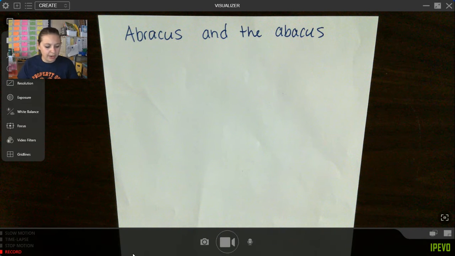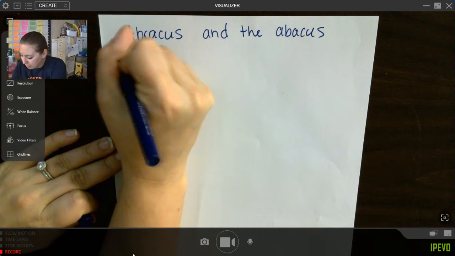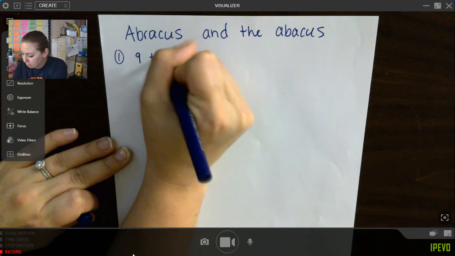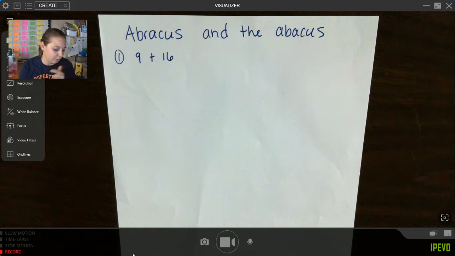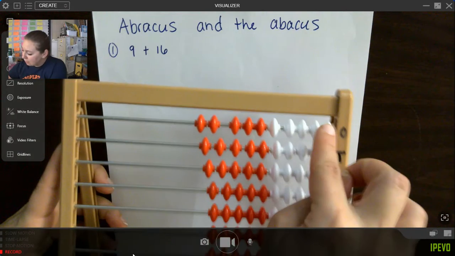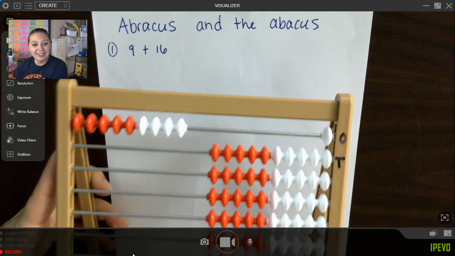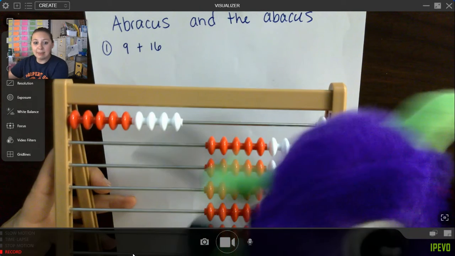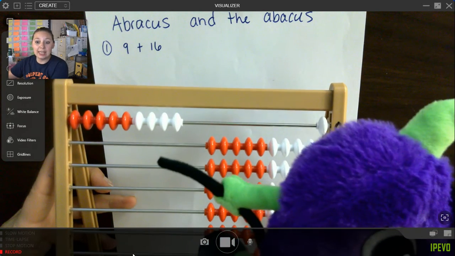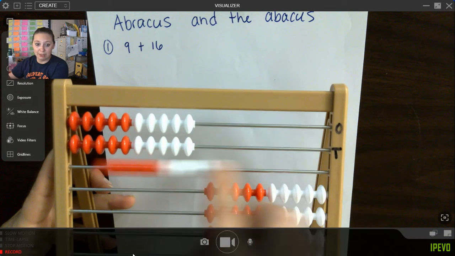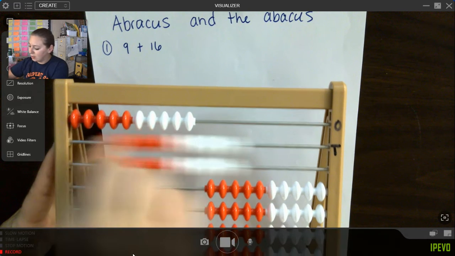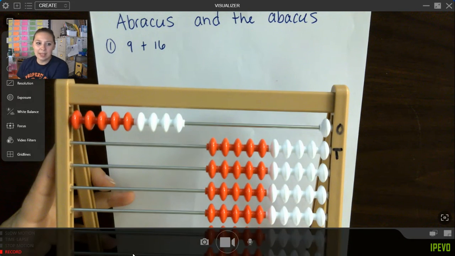So when I write that problem down on my paper, number 1, 9 plus 16, I know that some of you can already do this in your head, but I'm going to start out really easy and then I'll do a double-digit problem. But on the abacus, if I have the number 9, remember, Abracus is magic and he likes to make things friendly and easy. What's friendly is counting by tens on our number line. It's really easy to do that. But counting by nines, not so easy.